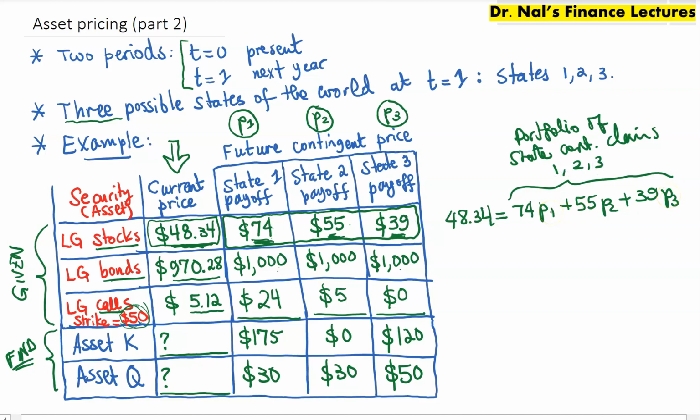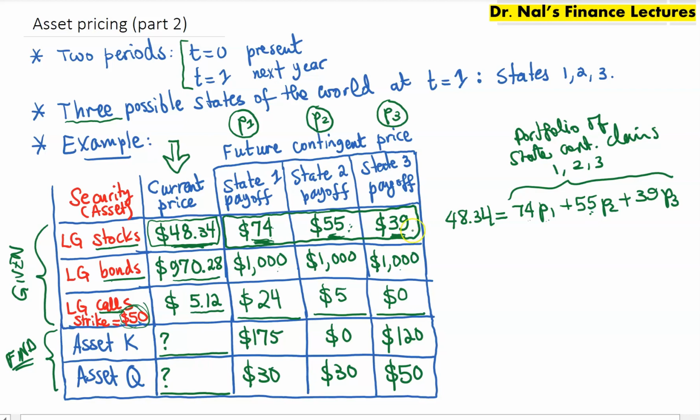So if state 1 were to happen, how much payoff will this portfolio give to its owner? Well, if state 1 happened, because I own 74 state 1 contingent claims, each one will pay me $1. So 74 of them will pay me $74. Wow, look at that. Exactly the same amount that the stock pays. You see that? In that regard, the portfolio and the stock have the same payoff if state 1 happened. But the same thing is true for state 2. If state 2 happened, the stock will pay $55 and the state contingent claims will also pay $55.